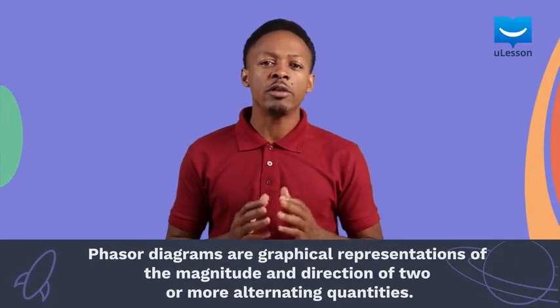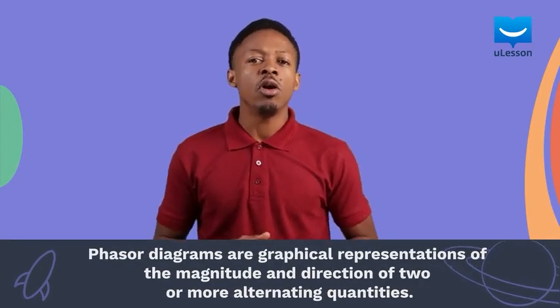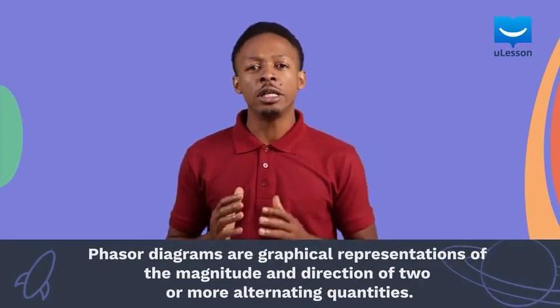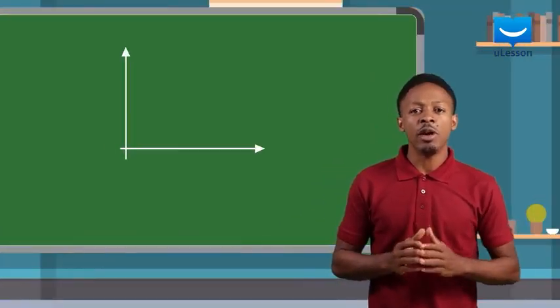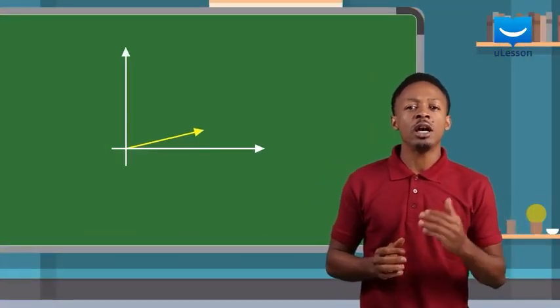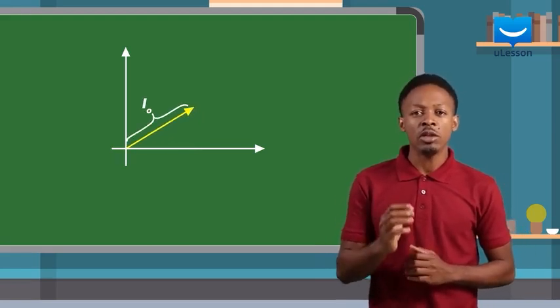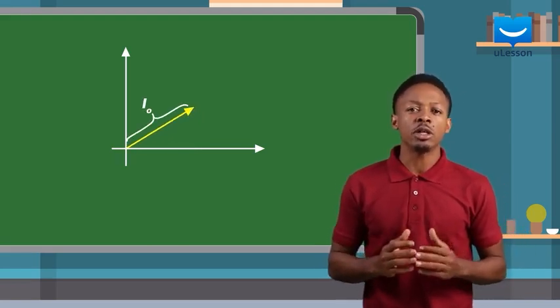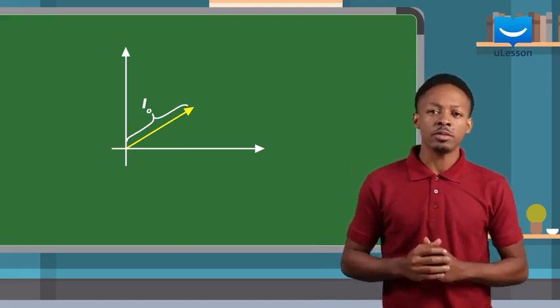Phasor diagrams are graphical representations of the magnitude and direction of two or more alternating quantities. They are usually represented by a vector rotating in the anticlockwise direction with an angular speed omega. The length of the vector is directly proportional to the magnitude of the current or voltage that it represents.